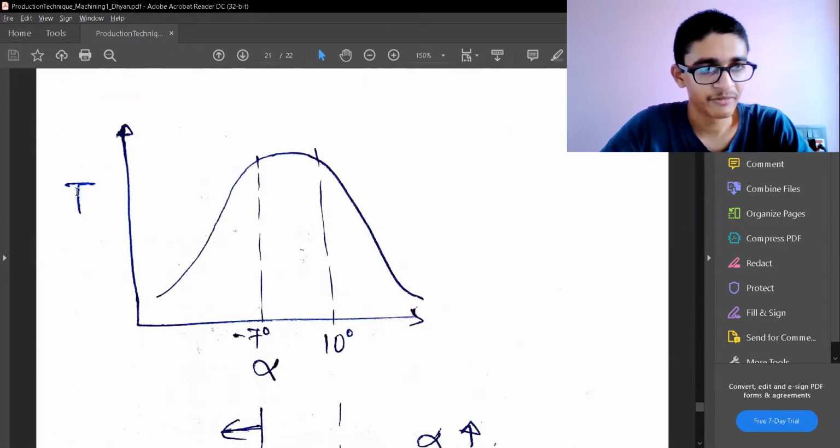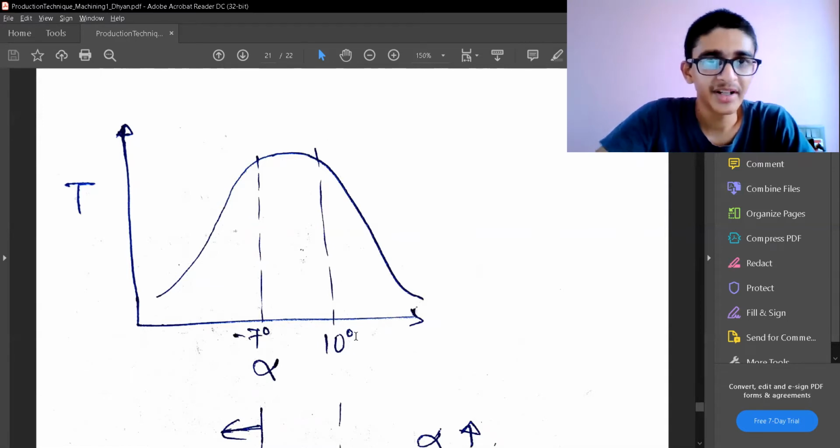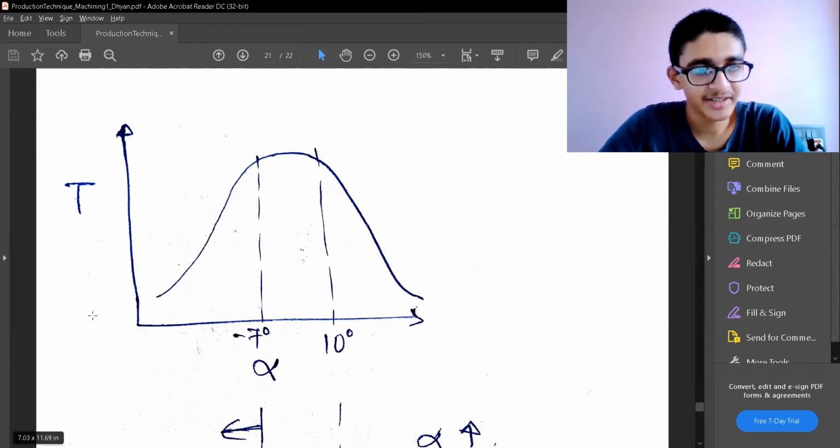And let us be given the tool life T and alpha. So we are going to study how the tool life changes with the back rake surface angle alpha. It is maximum in between some values of -7 to 10. These are approximate values for different surfaces. For different materials it will keep on changing, but it is a bell-shaped curve. So if we increase the back rake surface angle alpha, the tool life is going to decrease.